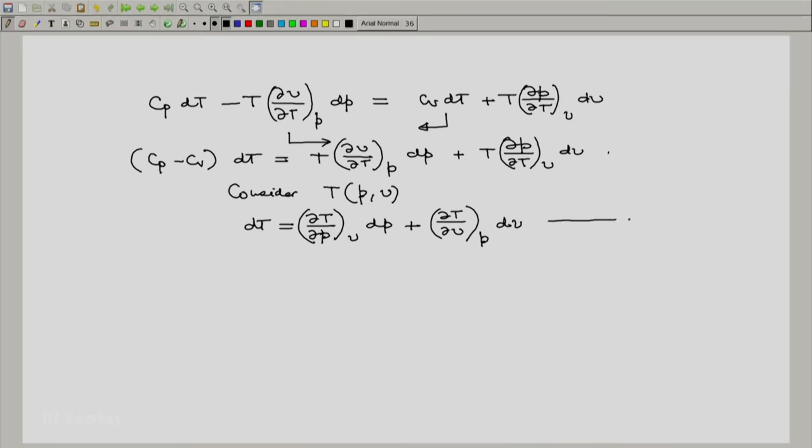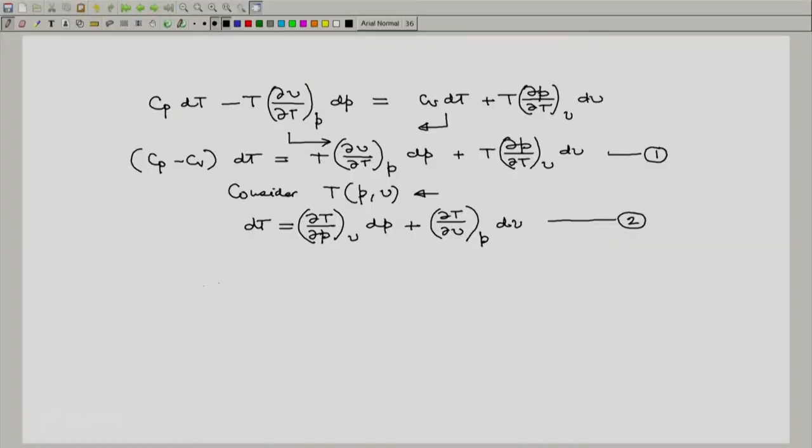Now, substitute this dT from equation 2 in the left hand side of equation 1. And you will get an expression containing dP and dV. But since P and V are the independent variables we have chosen, the coefficient of dP should be 0, the coefficient of dV should be 0. The best way to do this is put all the coefficients of dP together on say the left hand side, all the coefficients of dV together on say the right hand side.